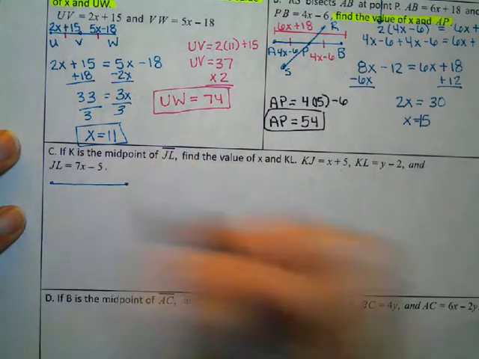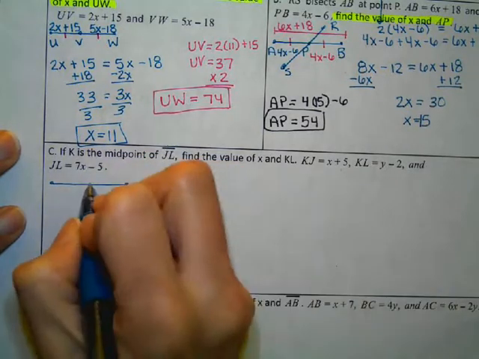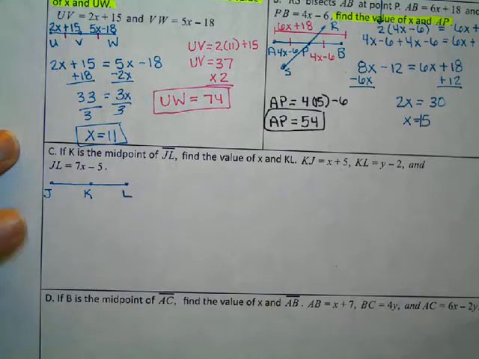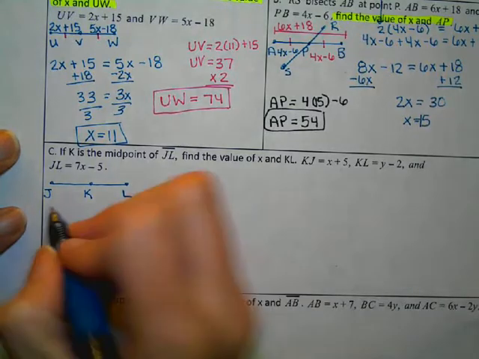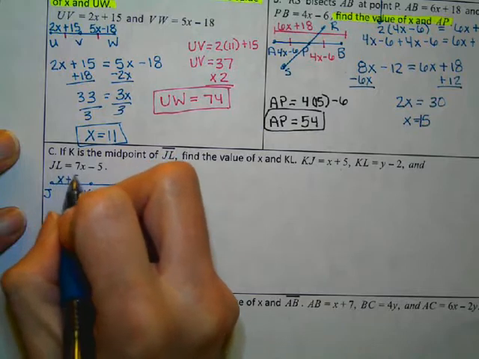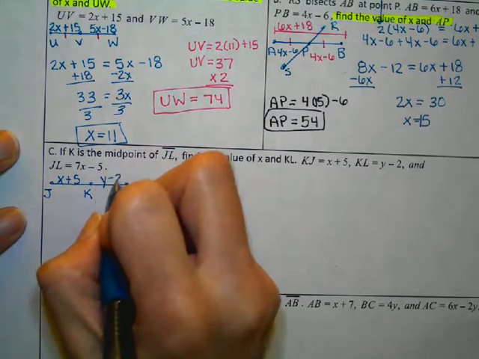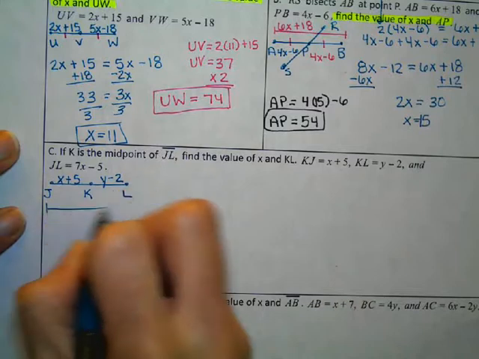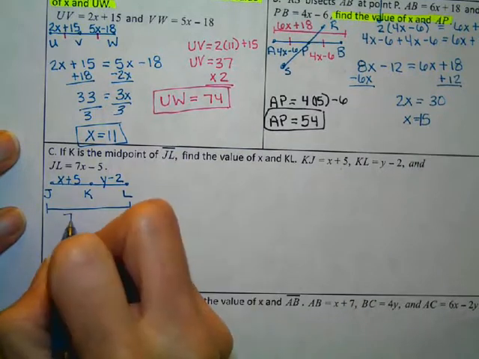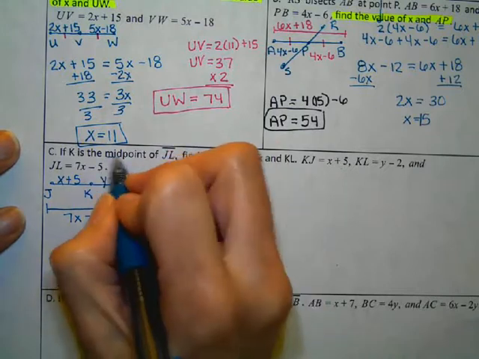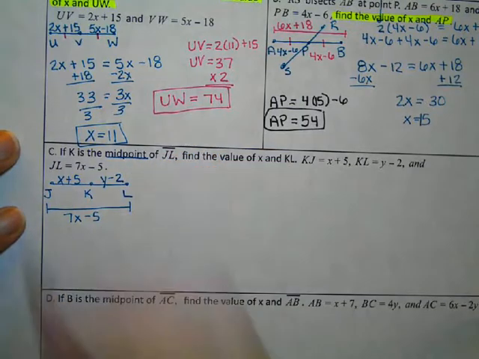K is the midpoint of JL. And the value JK is x plus 5. KL is y minus 2. And JL, the whole length, is 7x minus 5. Okay, keyword here is midpoint. So if it's the midpoint, we know these two segments are equal.